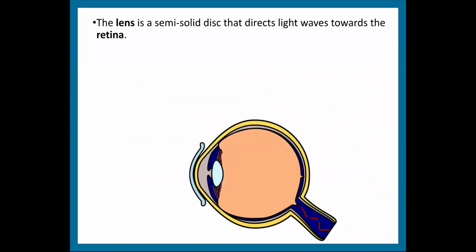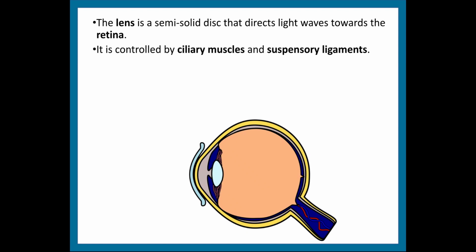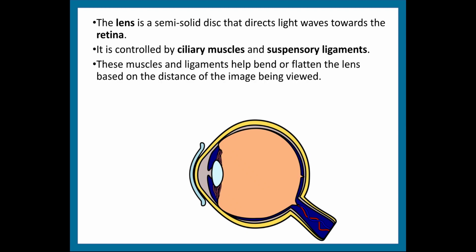There's the lens. The lens is a semi-solid disc that directs light waves towards your retina. And that lens is controlled by muscles and ligaments, specifically ciliary muscles and suspensory ligaments. These muscles and ligaments bend or flatten the lens based on the distance of the image that's being viewed.